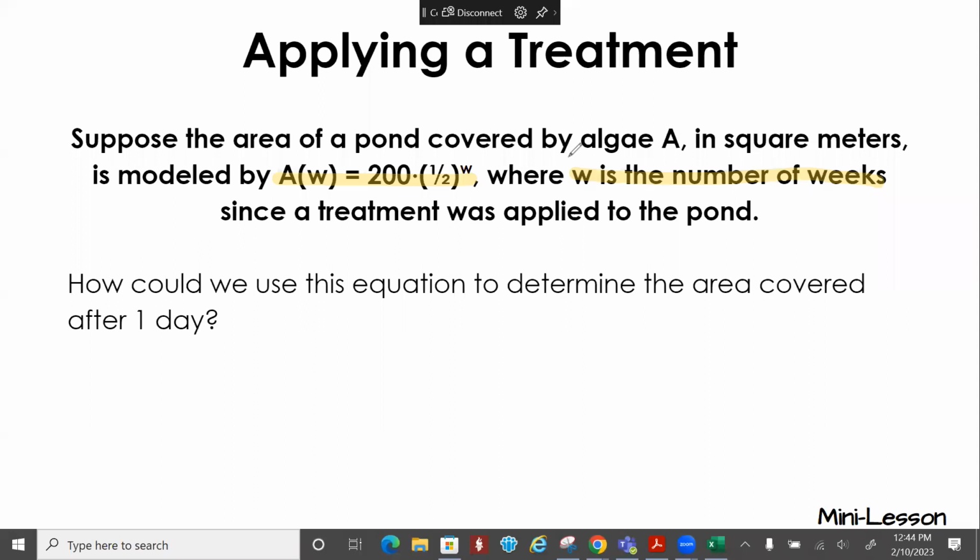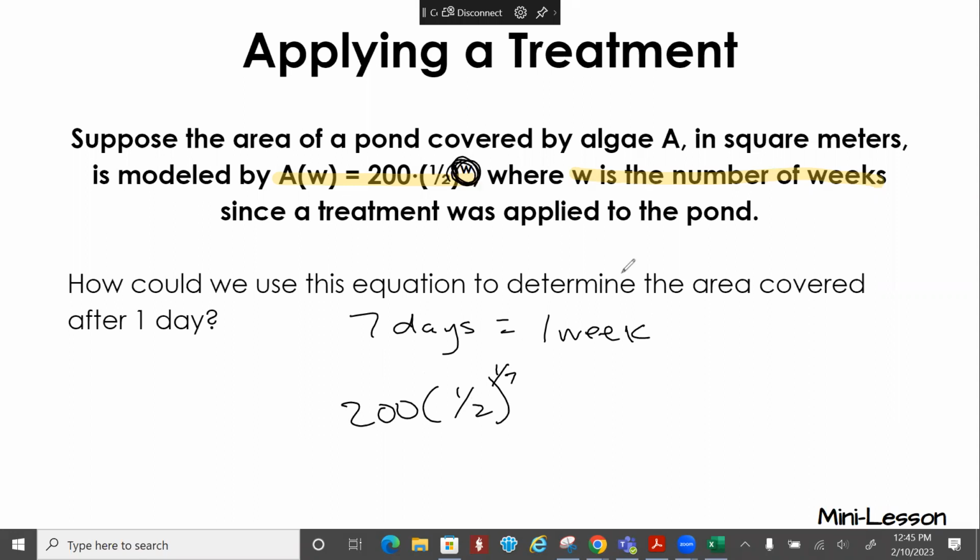Okay, my question to you, how many days are there in a week? Okay, so there's 7 days in 1 week. If I'm going to use this equation, what am I going to plug in for W in order to get 1 day? How'd you get that, Clover? Because it's 1 day out of a week. Right. Okay, so W is the number of weeks, not the number of days. So you would have to get a fraction, 1/7 would be 1 day.